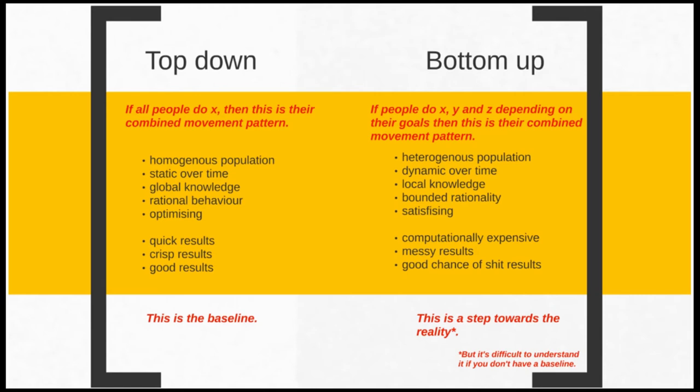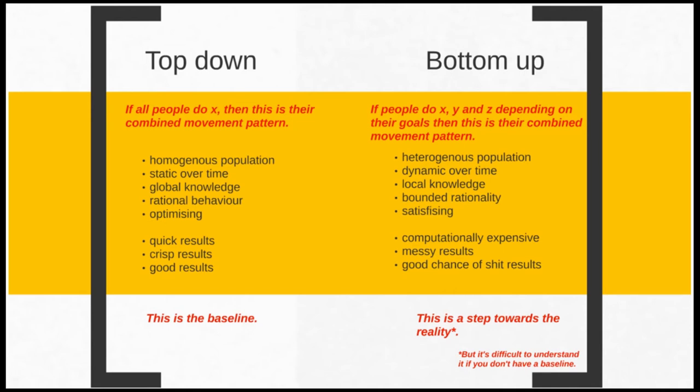But we know that the world isn't ideal, and people are anything but rational beings most of the time. They have very limited global knowledge, and they usually just satisfice and not optimize. People are also different. So there is a different movement pattern for a family of four, I can tell you that, compared to, say, a single person who's a student. And that dynamics may change over time as the population of the city changes. You have cities where most of the population is young, and you have cities where most of the population is old. The movement pattern between those two will be different.